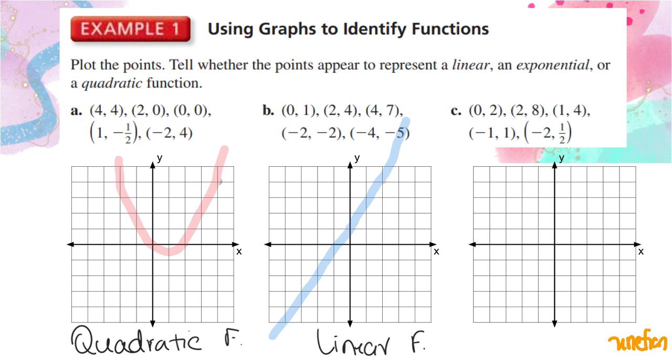In C, we have 0 and 2, 2 and 8. I'm going to climb by 2 here. So I'm going to have 0 and 2, 2 and 8, 2, 4, 6, 8, 1 and 4, negative 1 and 1 here, and then negative 2 and half. It's going to be somewhere around here, okay?